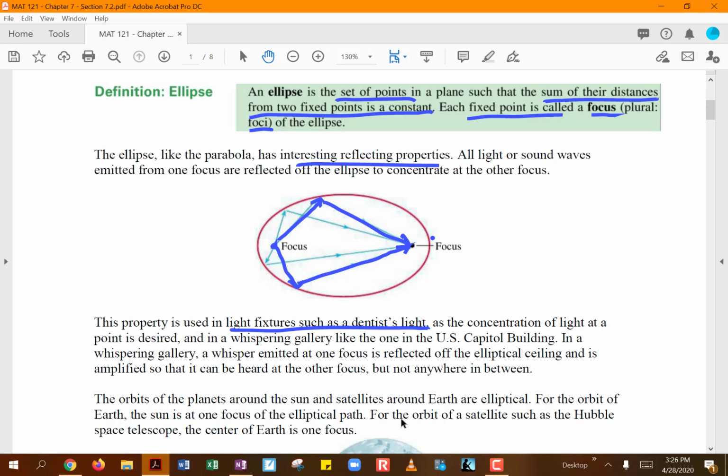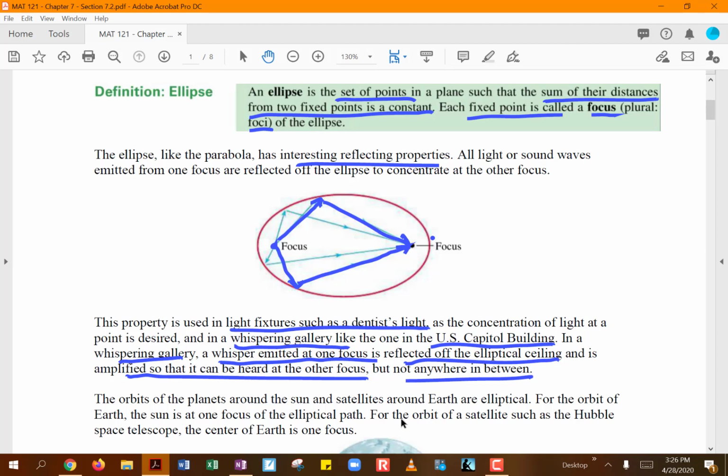We can use the same reflective property in a whispering gallery, and they are telling us there's one at the U.S. Capitol in Washington, D.C. So here the idea is that the whisper would be emitted at one focus and reflected off the elliptical ceiling, and it would be amplified and you can hear it at the other focus, but you would not be able to hear it anywhere in between.